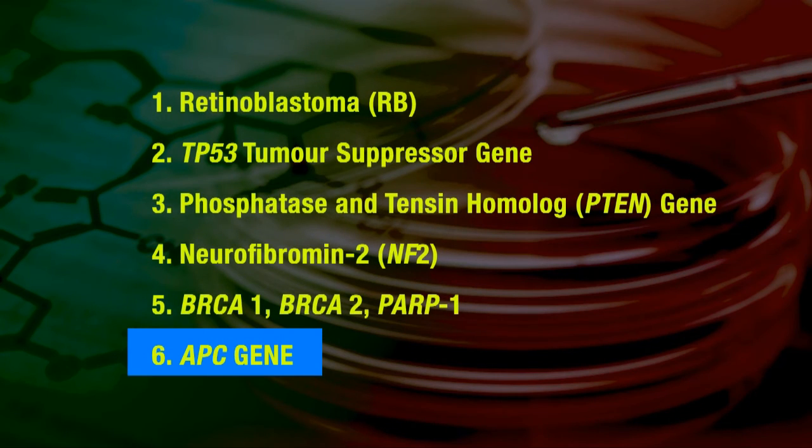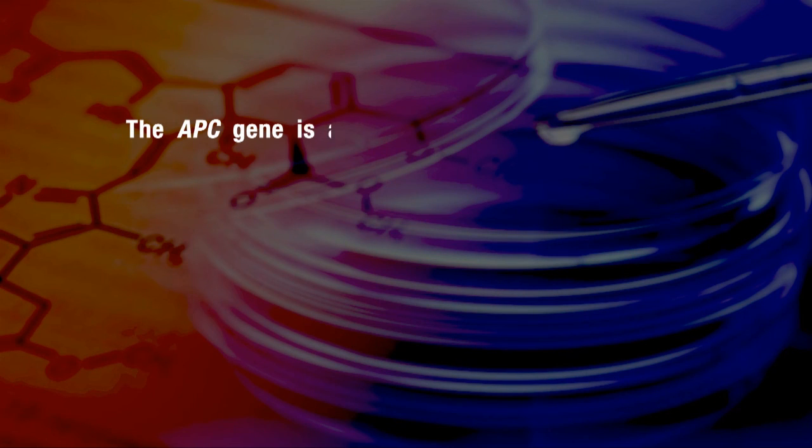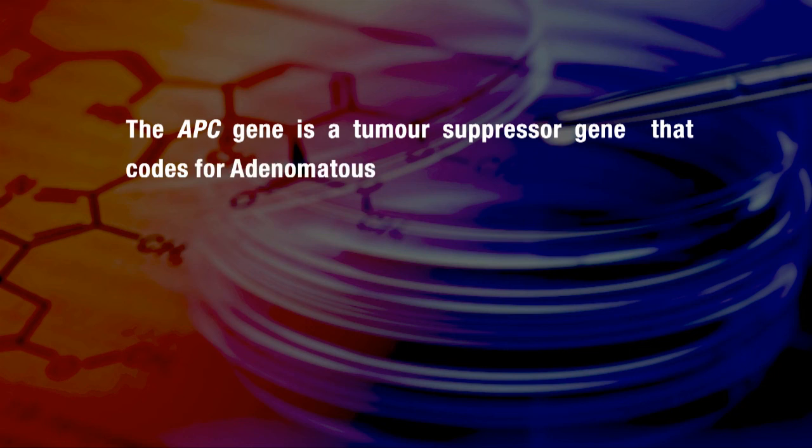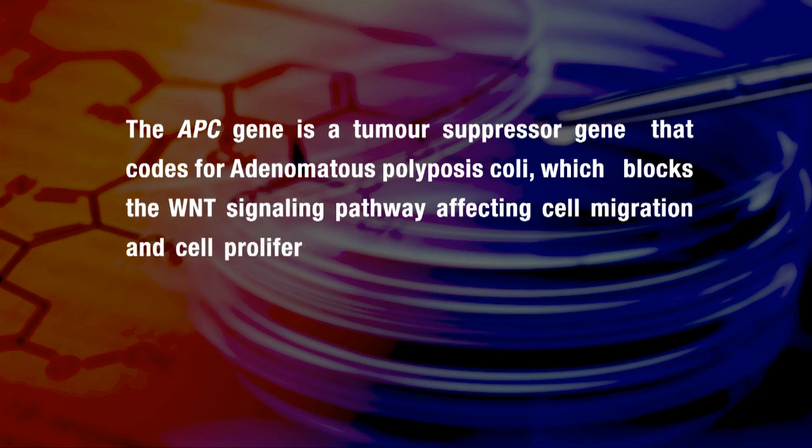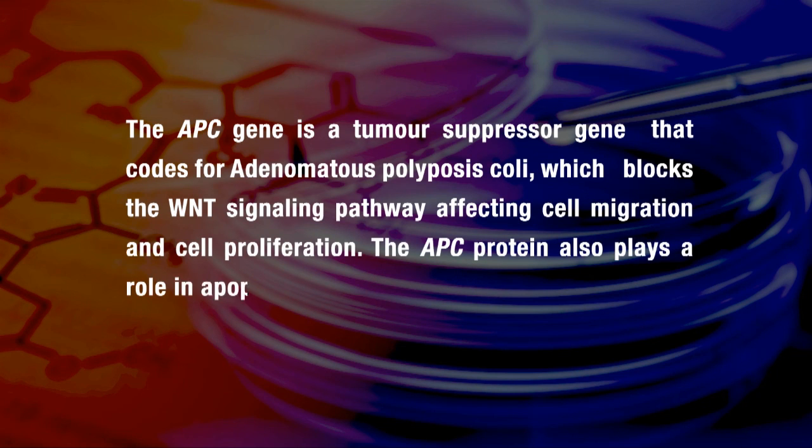Next is the APC gene. The APC gene is a tumor suppressor gene that codes for adenomatous polyposis coli, which blocks the WNT signaling pathway affecting cell migration and cell proliferation. The APC protein also plays a role in apoptosis.